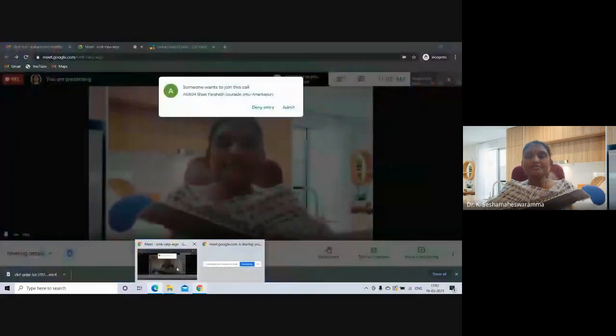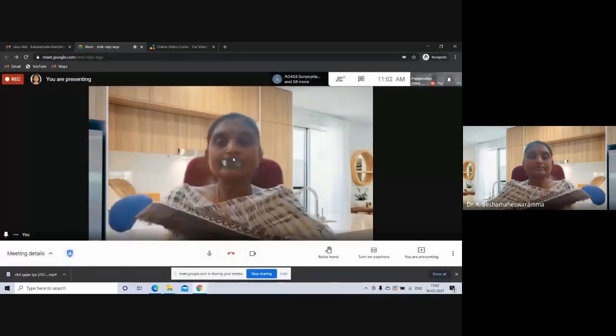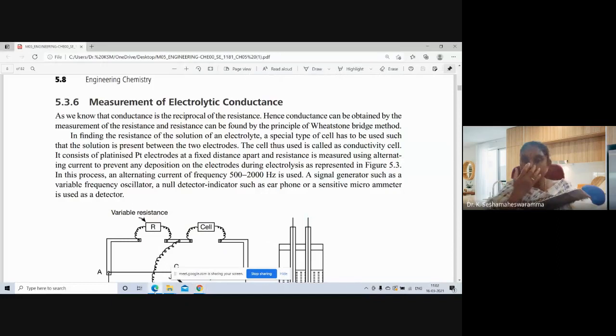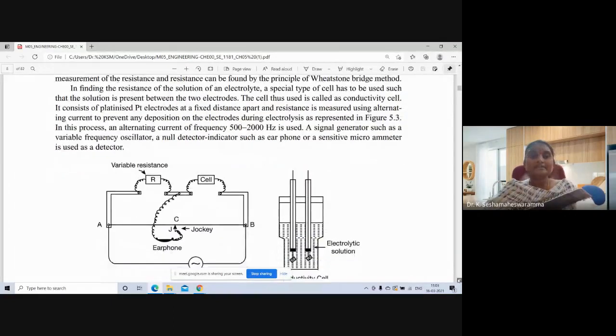Conductance can be obtained first by the measurement of resistance. If we can measure the resistance, automatically its reciprocal is the conductance. Resistance can be found by the principle of Wheatstone bridge. So first we will measure the resistance with the principle of Wheatstone bridge, and from that we can calculate the conductance.